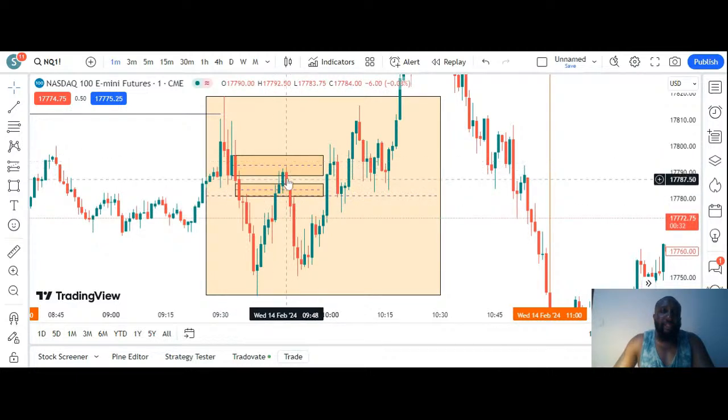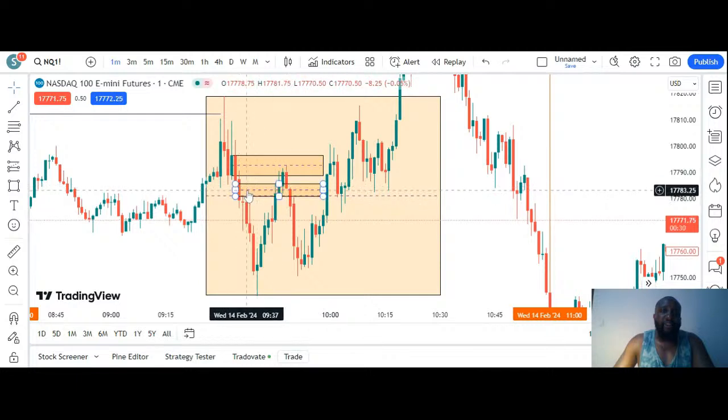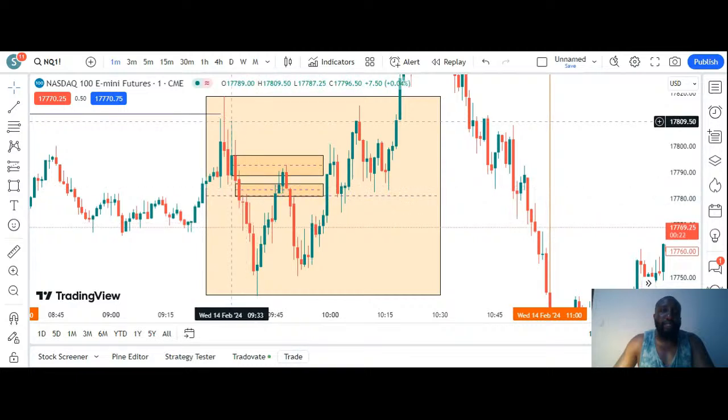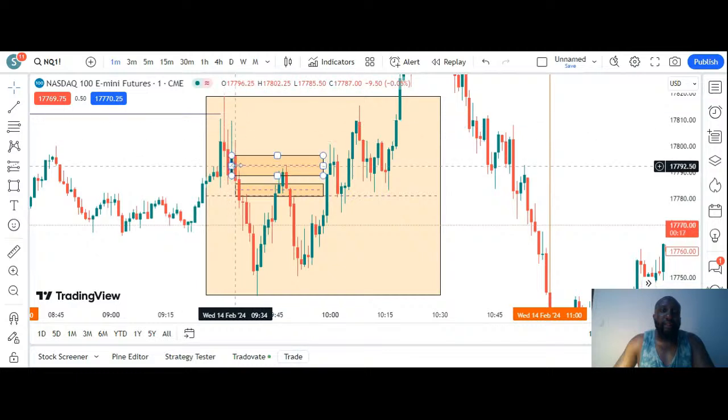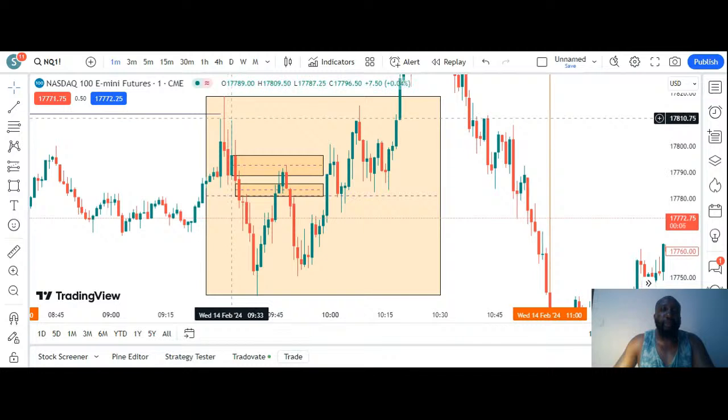So the moment I see this, I would have taken my entry at this fair value gap. I wasn't even going to wait for it to get to this order block. So I would have taken my sell at this fair value gap, and I put my stop loss above the previous high or this candle. But if you guys are still starting, I'd prefer that you put your stop loss at the previous swing high. This one there. So you put your stop loss there, you take your entry there, and then your first take profit can be this.